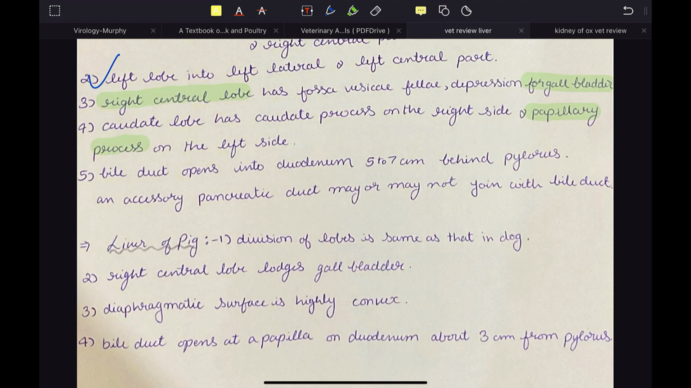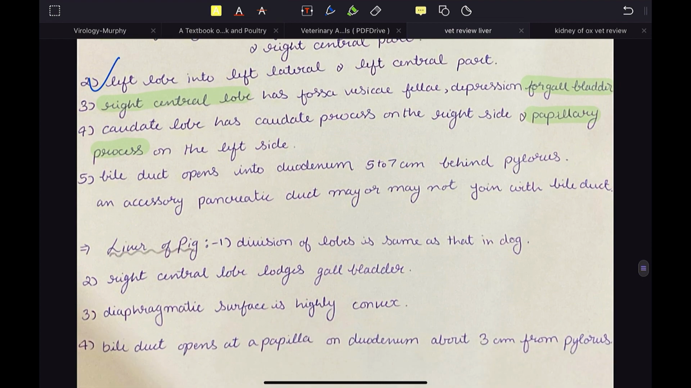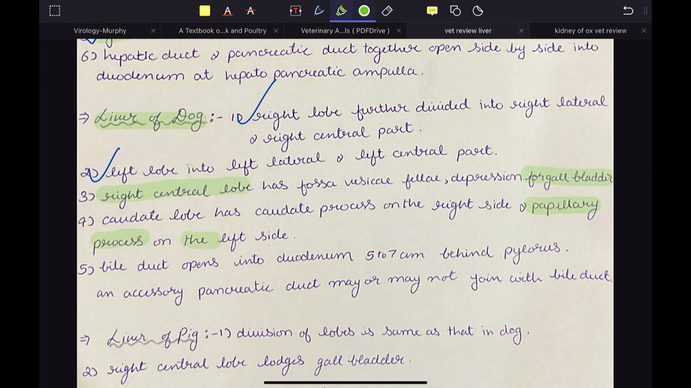An accessory pancreatic duct may or may not join with the bile duct. Okay, a minor point. So the main points were the division of right and left lobe into further lateral and medial parts. Then gallbladder lodges into the right central lobe. Then papillary process is present on the left side of the caudate lobe. So caudate lobe is formed by two processes, the caudate process on the right side and papillary process on the left side.